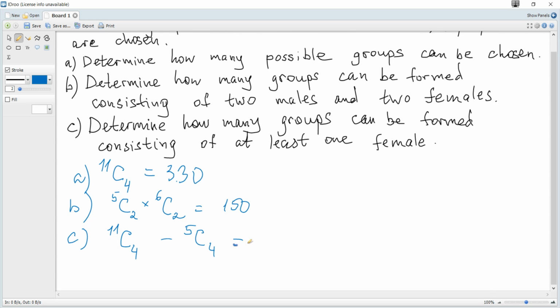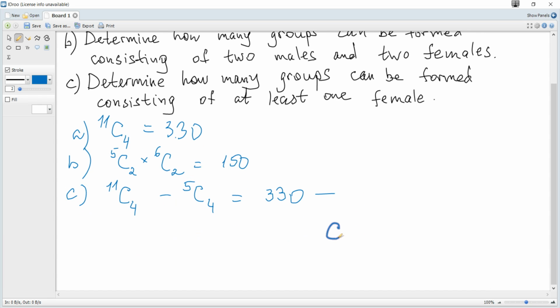So we need to choose 4 males out of 5, and it's a number of combinations 4 out of 5, and it becomes 330 minus, and there is such a property that a number of combinations k out of n is equal to a number of combinations n minus k out of n. Hence a number of combinations 4 out of 5 is the same as a number of combinations 1 out of 5, and 1 out of n is just n, so it's just minus 5, or you may use a calculator. So it becomes 325 possible groups.